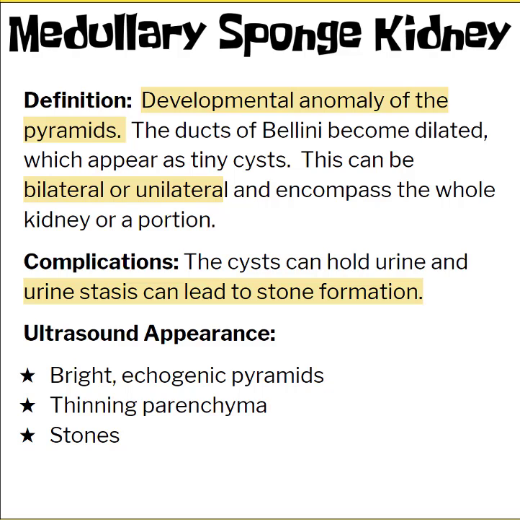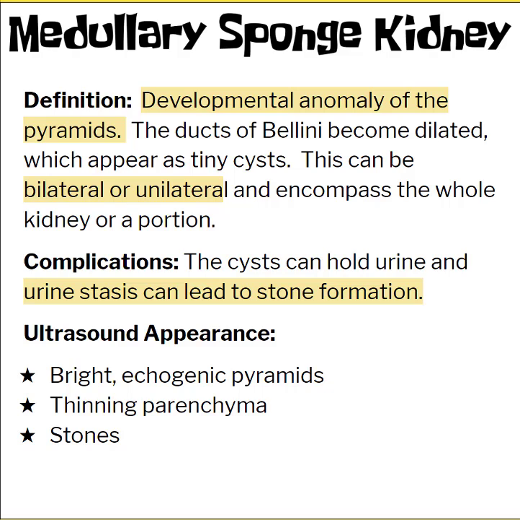They become dilated, and those are going to appear as tiny little cysts. But what happens over time is that those tiny little cysts are actually holding on to urine. And because of the urine stasis, stones and calcifications start to form in the pyramids.